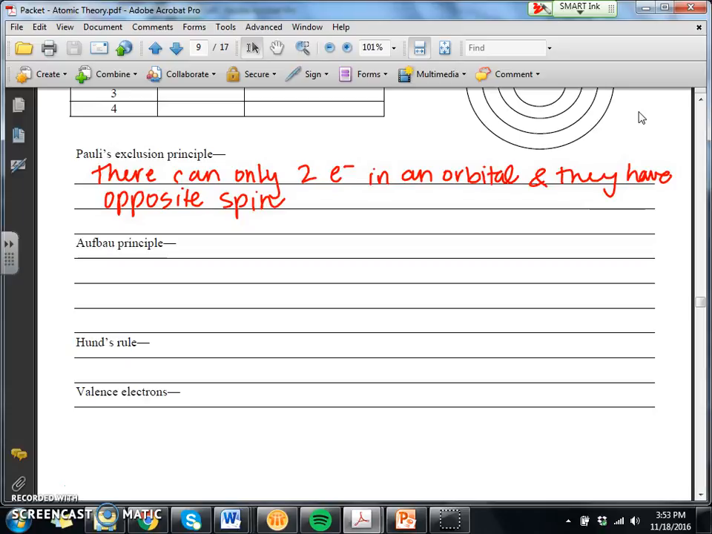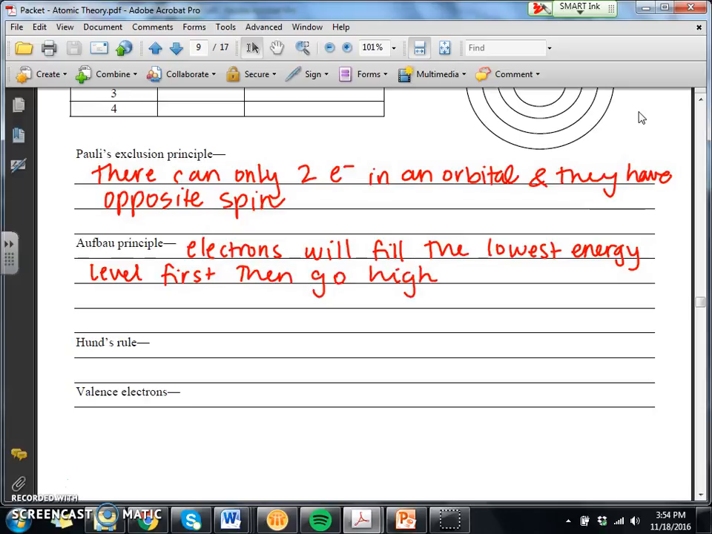The Aufbau principle tells us that we have to put things in the correct order. So electrons will fill the lowest energy level first, and then move to the highest energy. So it'll start low and then go high, meaning it goes in a particular order. You cannot go out of order according to the Aufbau principle.